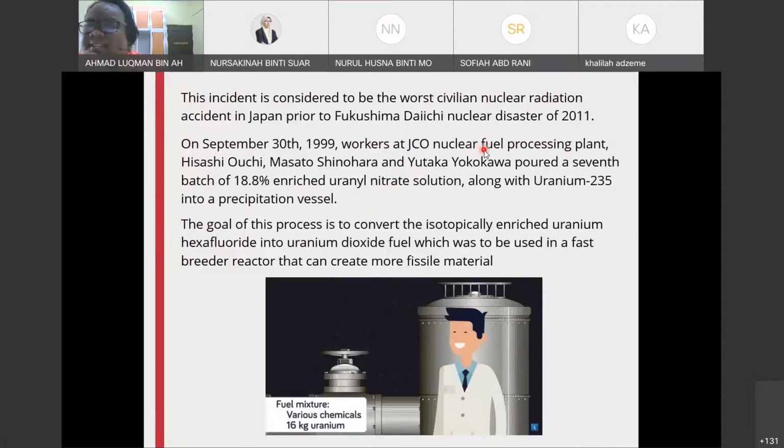Okay, this incident is considered to be the worst civilian nuclear radiation accident in Japan prior to the Fukushima Daiichi nuclear disaster of 2011. On September 30th, 1999, workers at JCO Nuclear Fuel Processing Plant, Hisashi Ouchi, Masato Shinohara, and Yutaka Yokokawa poured a 7th batch of 18.8% enriched uranyl nitrate solution along with uranium-235 into a precipitation vessel. The goal of this process is to convert the isotopically enriched uranium hexafluoride into uranium dioxide fuel, which was to be used in a fast breeder reactor that can create more fissile material.